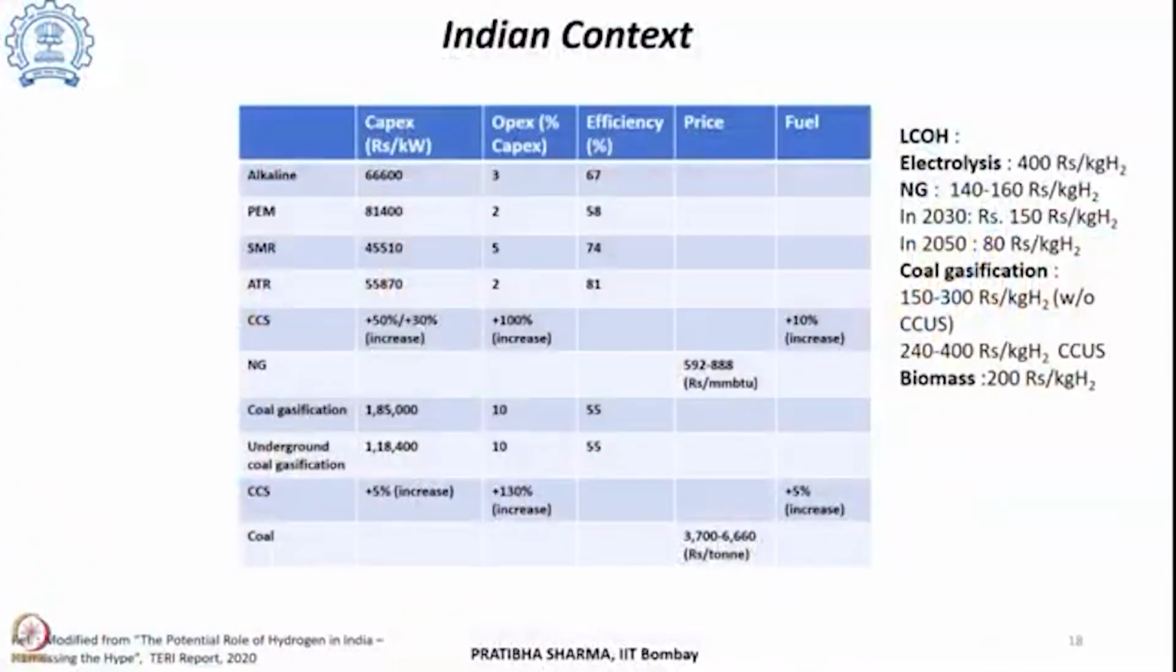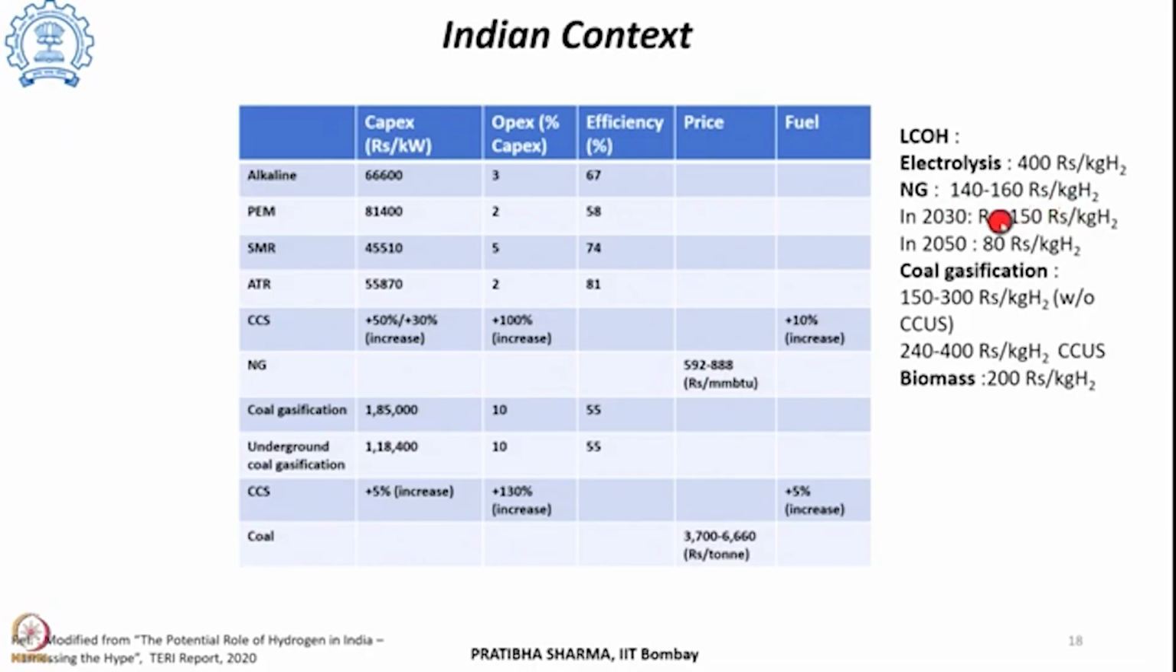In India 6 million tons of hydrogen is being produced annually, 3.2 million tons for ammonia production, 2.6 million tons for refineries, 0.2 million ton is obtained as a byproduct hydrogen from chloralkali plant. So if we see the levelized cost of hydrogen from electrolysis, this cost is higher, 400 rupees per kg of hydrogen being produced. From natural gas this lies in the range of 140 to 160 rupees per kg of hydrogen.